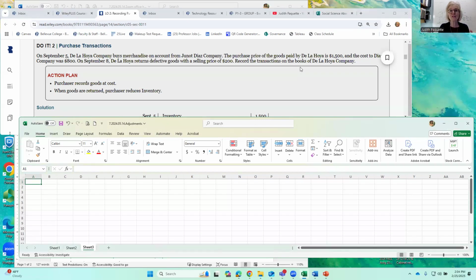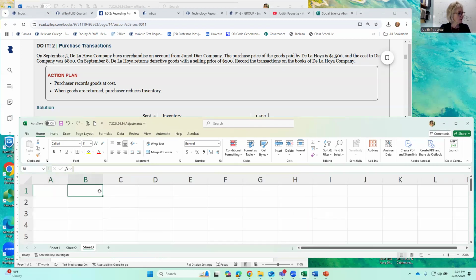And so this is exactly the tricky part of these journal entries. You've got the seller, you've got the buyer. You need to know what system you're using. They don't tell you, but it's right after the perpetual. A normal test question would tell you they use perpetual. So whose books are we doing? Are we doing Diaz or La Jolla? We are doing record the transactions for La Jolla, de La Jolla. Okay, so that's what we want.